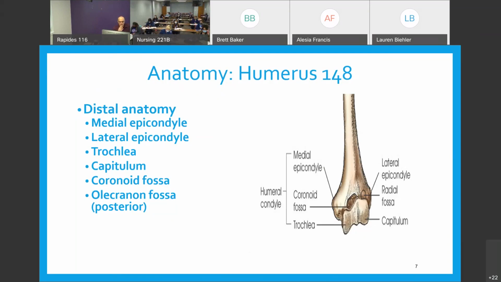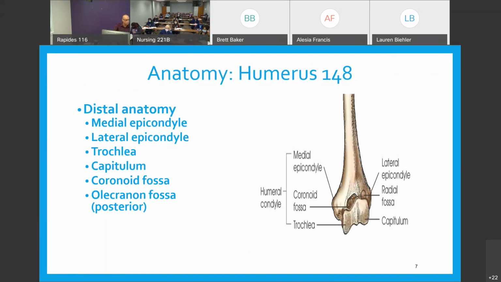Medial epicondyle, lateral epicondyle, trochlea, capitulum. So we need to have the what? The capitulum is the cap. The cap sits on the what? Radial head. So that's on the lateral aspect. So y'all are learning something.